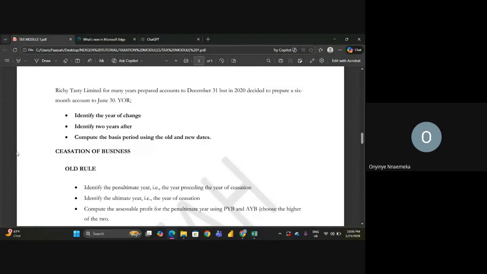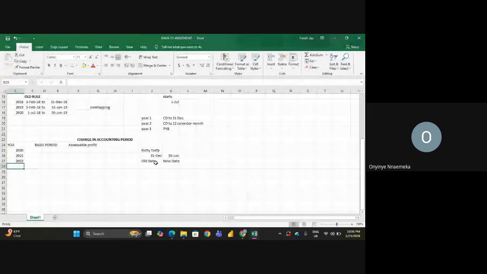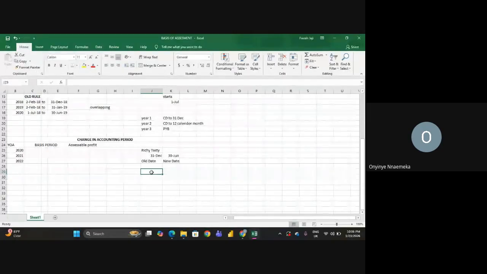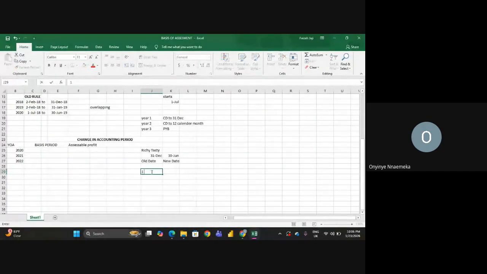So identify 2 years after. It means 2 years after is 2021, 2022. Then compute the basis period using the old date and the new date. Using this old date, what is the accounting period? If the accounting period is 31st December every year, it means it's from 1st of January to 31st December.